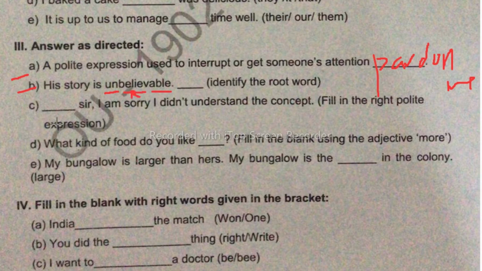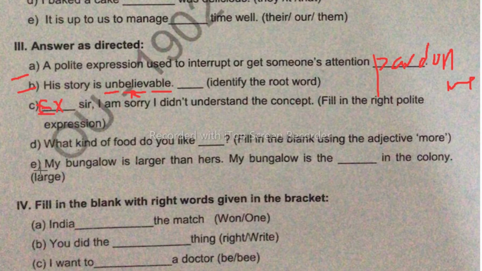Next one: dash, sir, I'm sorry, I did not understand the concept. Here you have to fill in the blank with the right polite expression. So you can say, excuse me, sir, I'm sorry, I did not understand the concept. You have to use excuse me here.